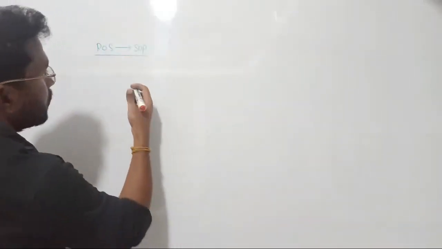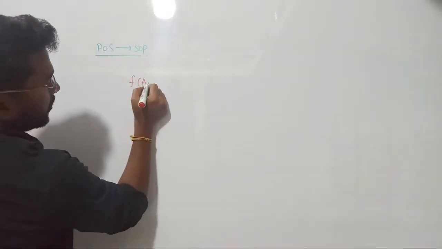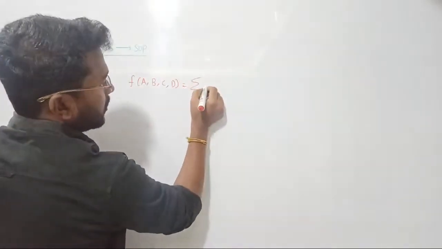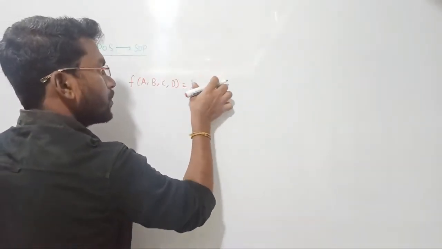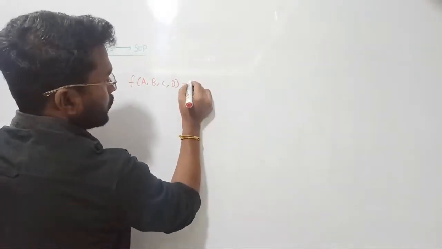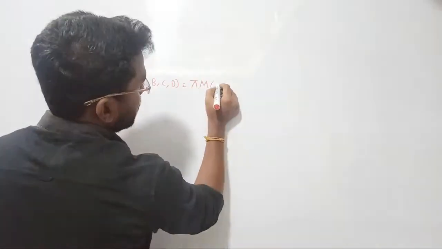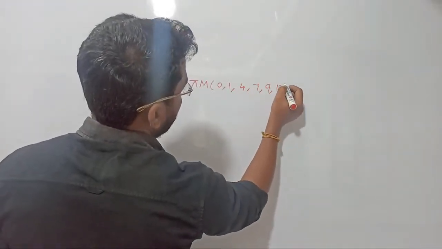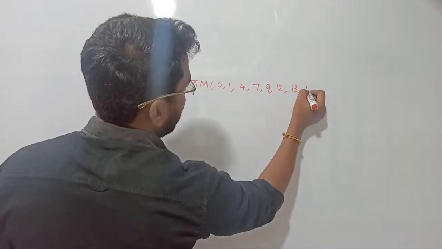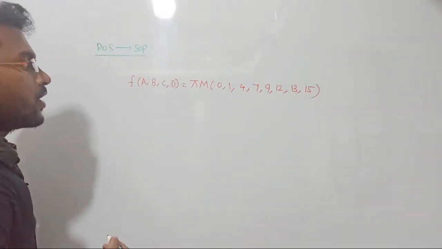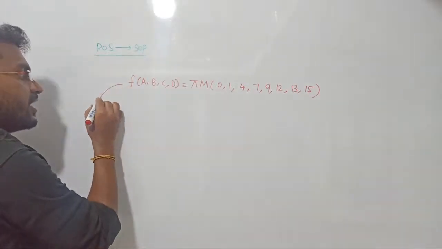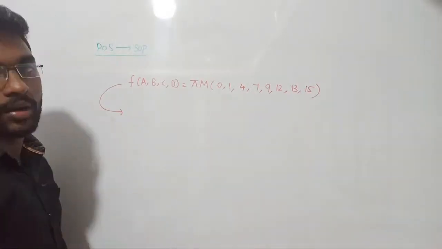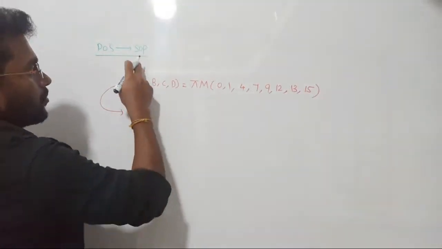It's your responsibility. Let us consider 4 variables, f of A, B, C, D, right? So let us consider a few more examples. We are going with the product of sum, so we should consider max terms. Let us consider 0, 1, 4, 7, 9, 12. That is given. Okay, let us consider 13, 15. So these variables are given. Now the question is, we have to write its equivalent minimized Boolean expression in min term form, that is, SOP form.